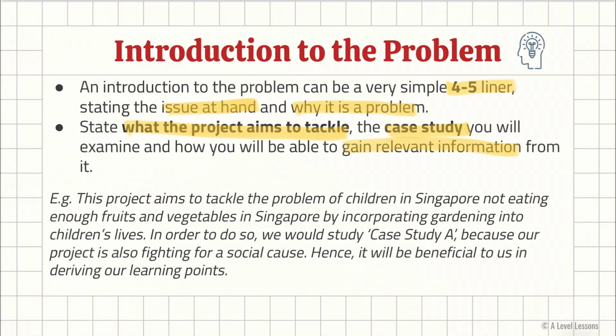So an example over here would be, this project aims to tackle the problem of children in Singapore not eating enough fruits and vegetables. So not eating enough fruits and vegetables is the issue in Singapore, by incorporating gardening into children's lives. So this obviously is going to be one of the solutions that is going to be proposed later on. So in order to do so, we would study case study A, whatever the case study is, because our project is also fighting for a social cause.